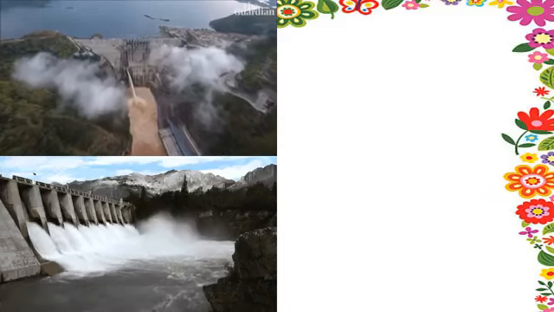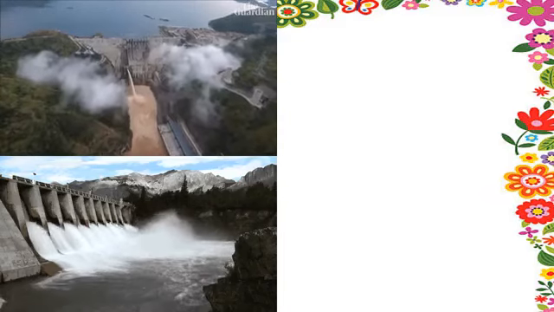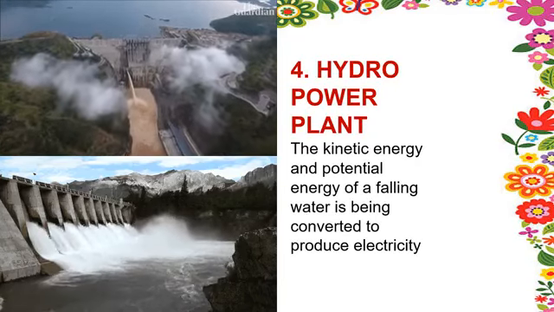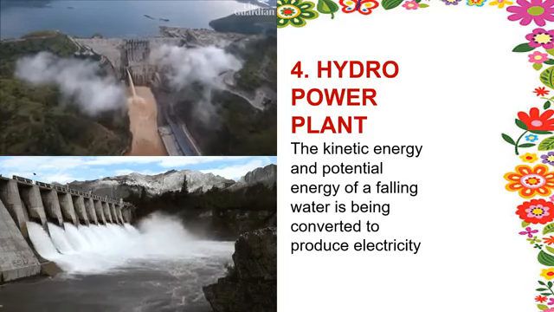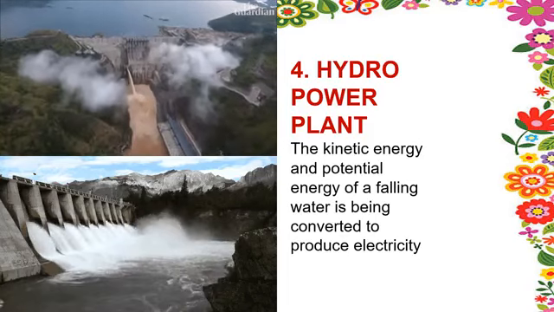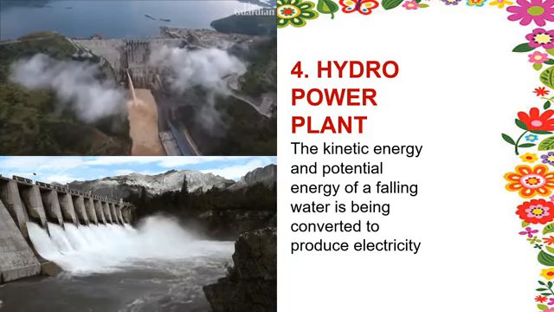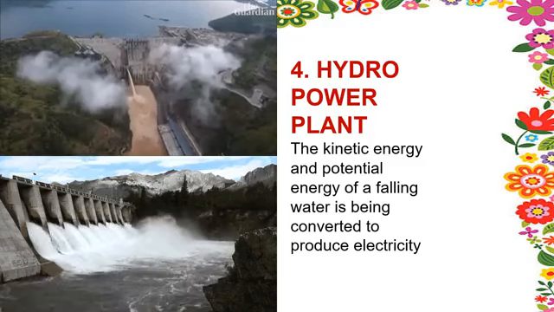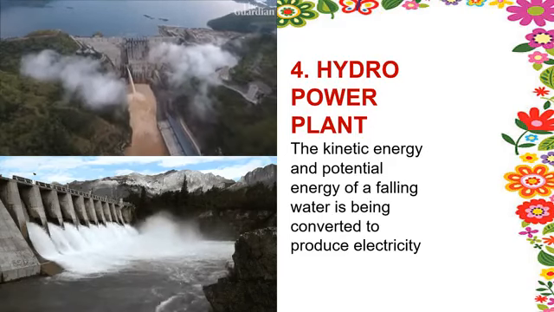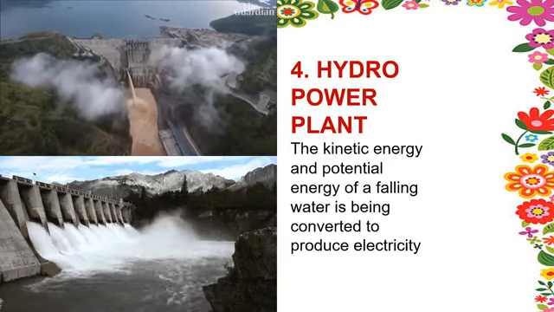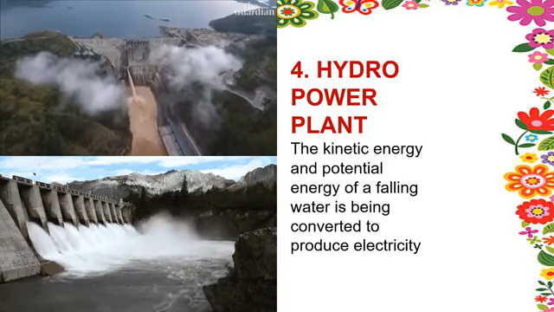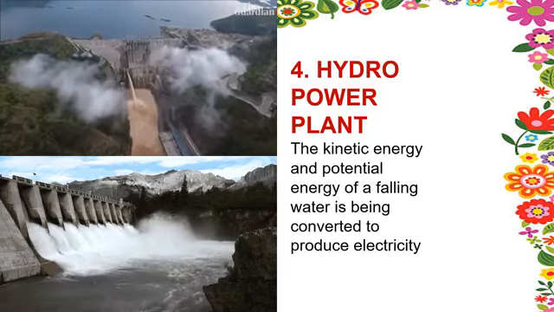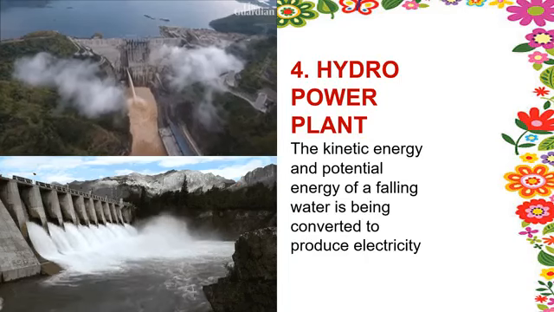Next is hydropower plant. Hydropower energy is usually associated with dams since there are only few waterfalls in the country. The kinetic energy and potential energy of a falling water is being converted to produce electricity. Produced from the heat obtained from hot water from hydrothermal vents or seawater in contact with hot rock beds. Hot water from hydrothermal vents is collected into heat exchanger. The heat from the water is transferred to another fluid which evaporates and drives a turbine to generate electricity. This is the main source of electricity in Mindanao.